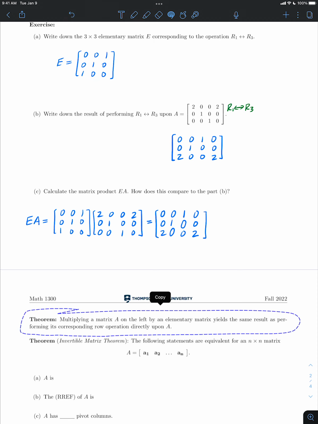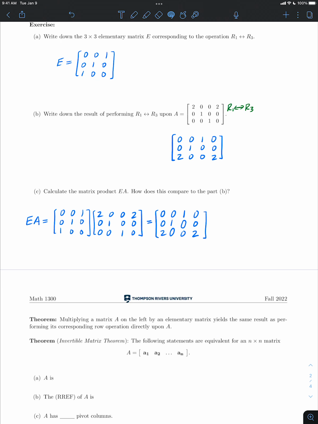But it's really cool. That's one of the really neat things about elementary matrices. The other really neat thing about them is they're essentially, it turns out they are the building blocks for any invertible matrix.